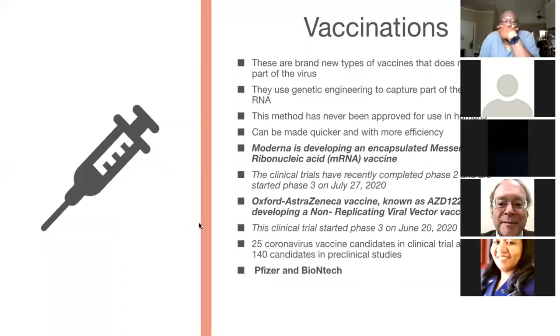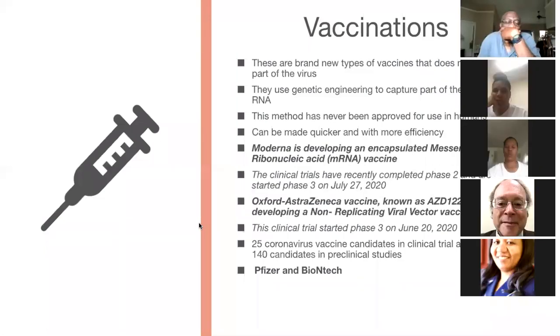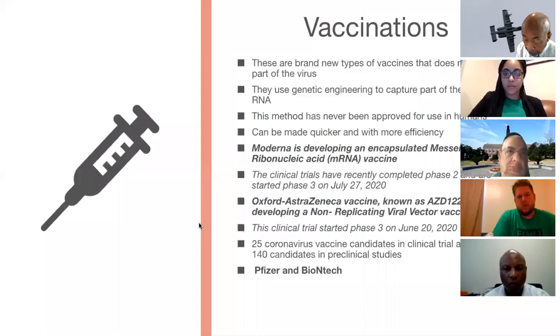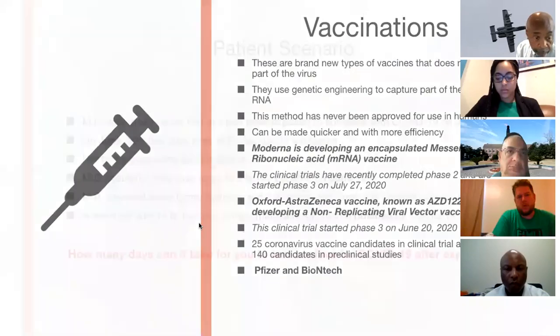Two major companies, Pfizer and BioNTech, recently announced an agreement with the US government. The government ordered 100 million doses for $1.95 billion. Trials are anticipated to begin at the end of July. These two companies are expected to be in the upcoming news.